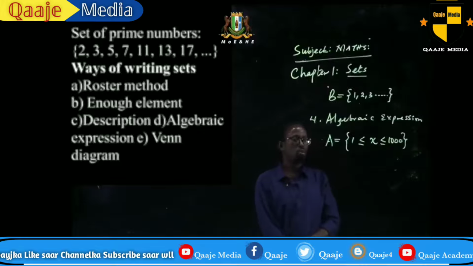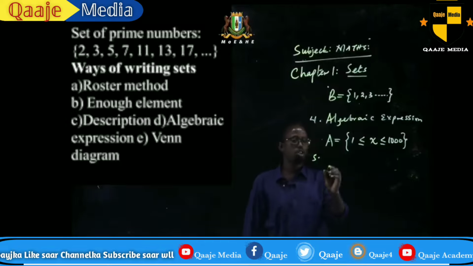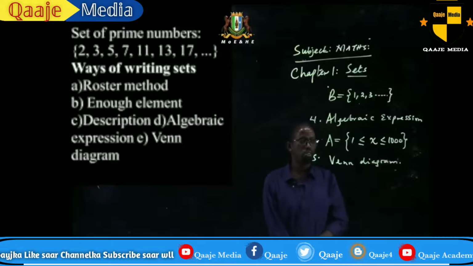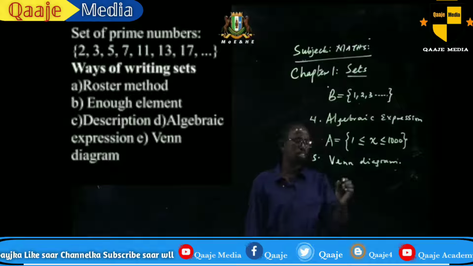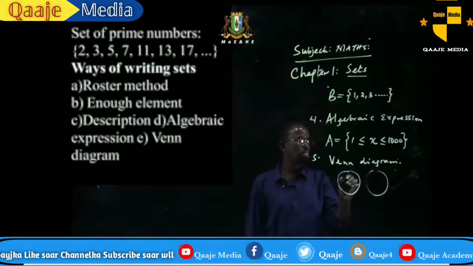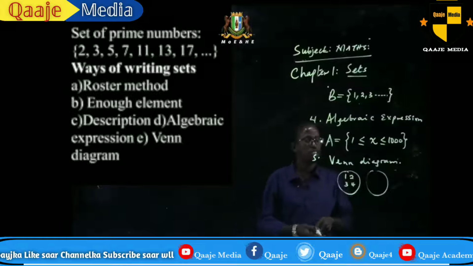The last one, number 5, is set by Venn diagram. Venn diagram here, you use shapes to represent the numbers. For example, I draw circles, and then I write the numbers inside the circles: 1, 2, 3, 4, and so on. So these are the 5 different ways of writing sets.